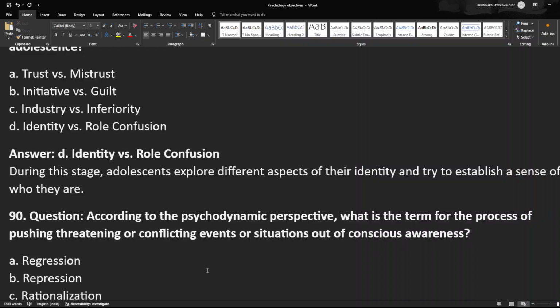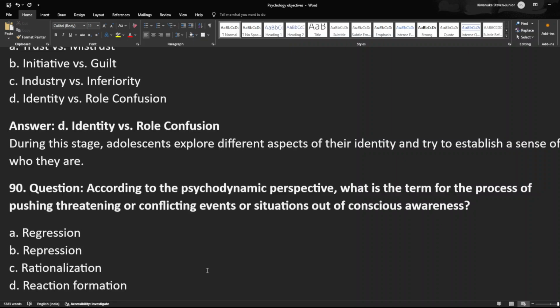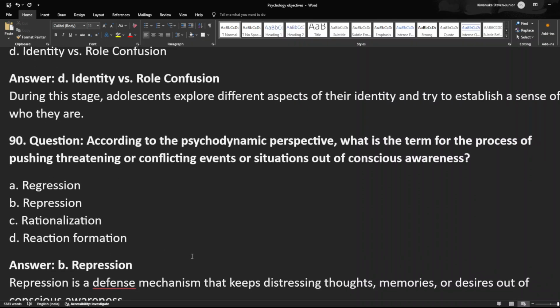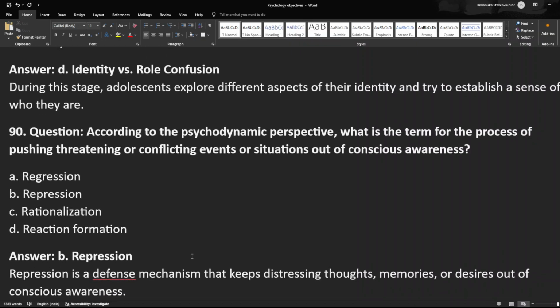According to the psychodynamic perspective, what is the term for the process of pushing threatening or conflicting events or situations out of conscious awareness? We see that is repression. It's a defense mechanism that keeps distressing memories and desires out of conscious awareness.